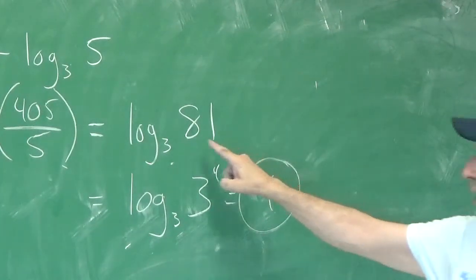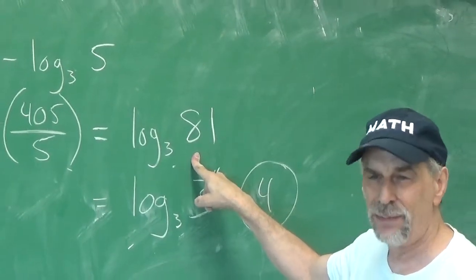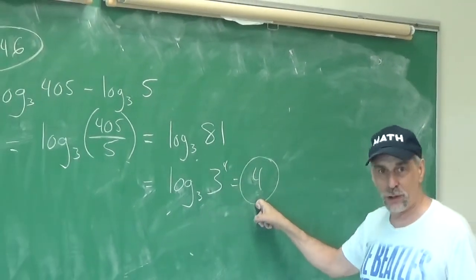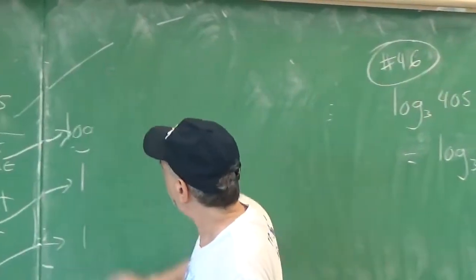4. So if you got this far on a test, you get most of the credit, but if it said simplify completely, you want to make sure for full credit, you're going to go down to that last step.